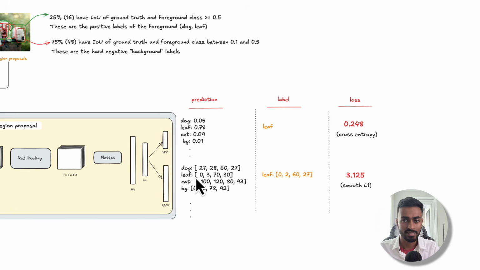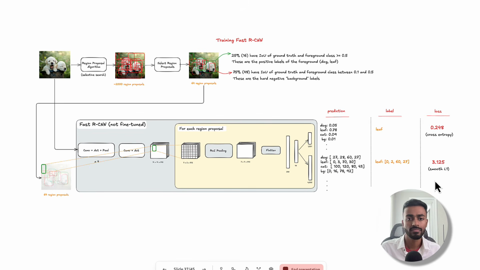Similarly, what we're going to see is the prediction of leaf over here. Let's take a look at these 4 numbers that represent the bounding box of the predicted leaf. The label here is going to be 0, 0, 60, 27, right? This is the true coordinates of the bounding box that we have in our training set. And from the label and prediction, you can compute a smooth L1 loss.